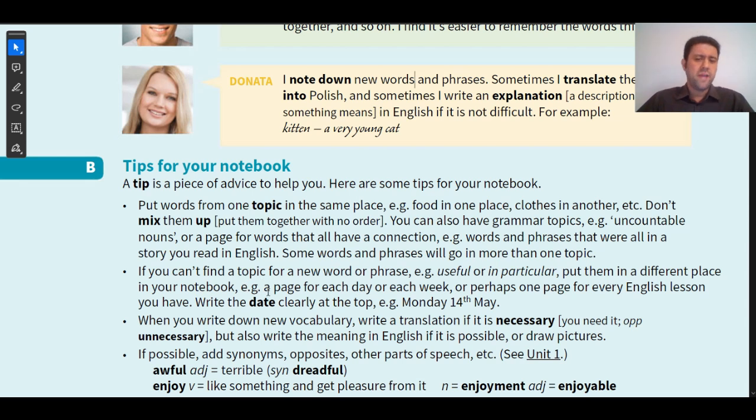As an example, a page for each day or each week, or perhaps one page for every English lesson you have. Write the date clearly at the top. As an example, Monday 14th of May.